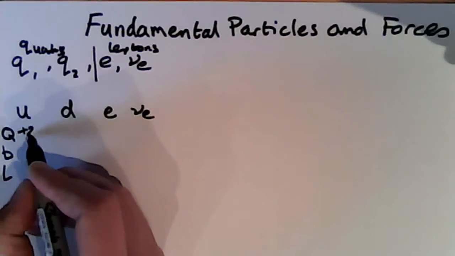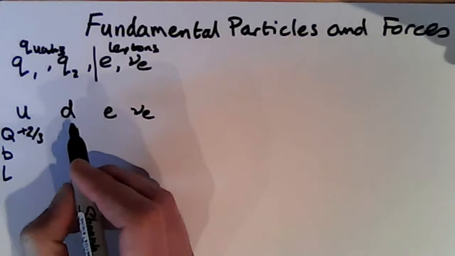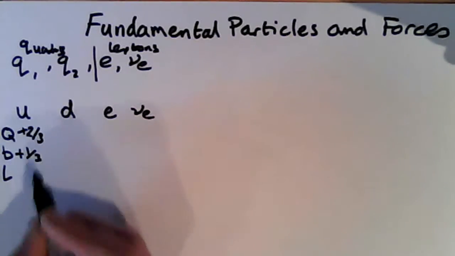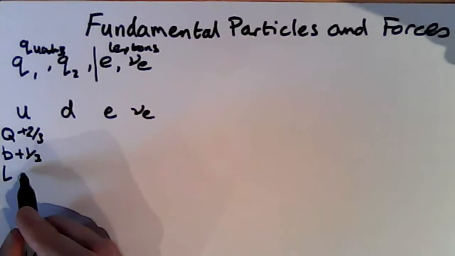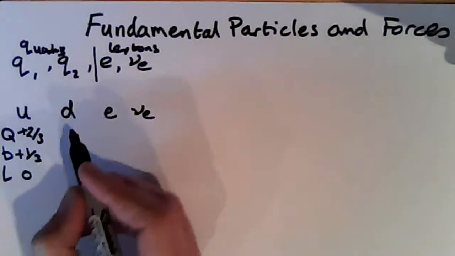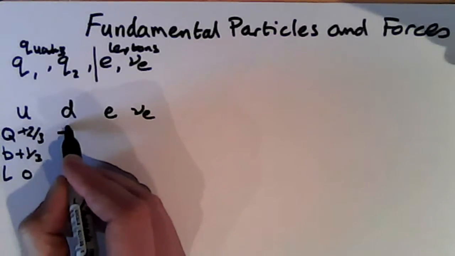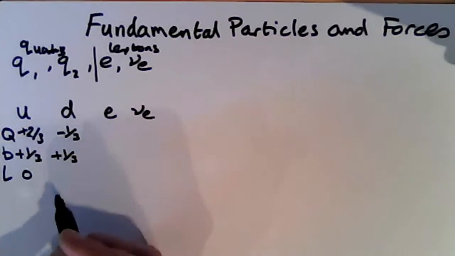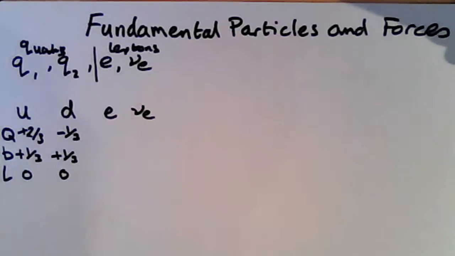The charge on an up quark is plus 2/3. The baryon number is plus 1/3. The lepton number is 0. For a down quark, the electric charge is minus 1/3. The baryon number is still plus 1/3. The lepton number is 0. These are quarks, not leptons, after all.